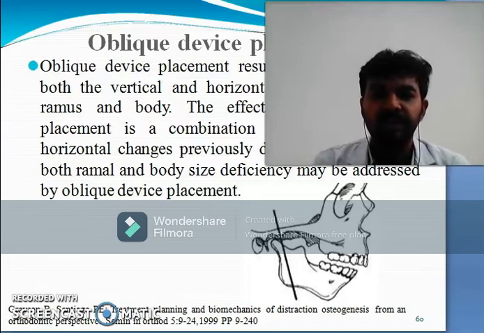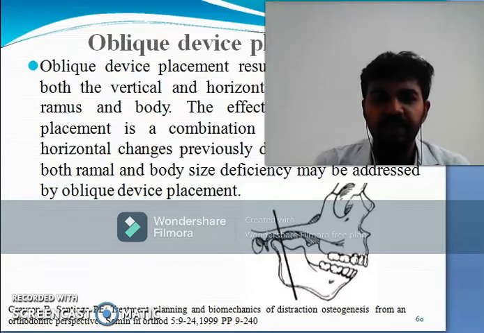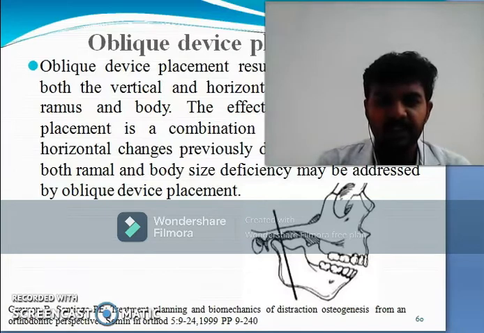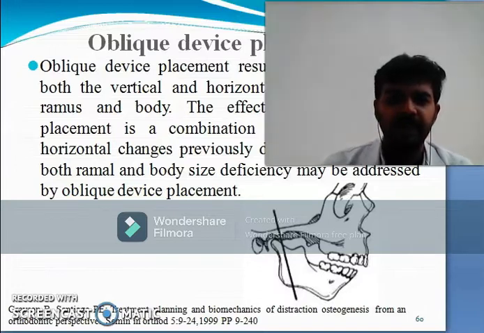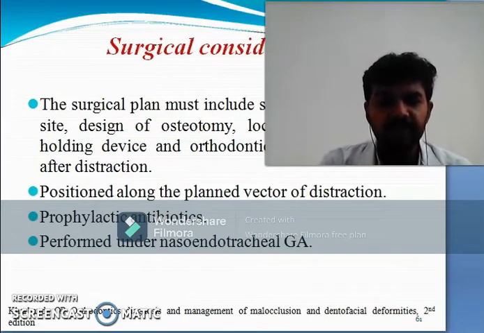The oblique device placement. The oblique device placement results in an increase in both the vertical and the horizontal dimension of the ramus and the body. The effect of the oblique device placement is a combination of the vertical and horizontal changes previously described, and both ramus and body size deficiency may be addressed by the oblique device placement.